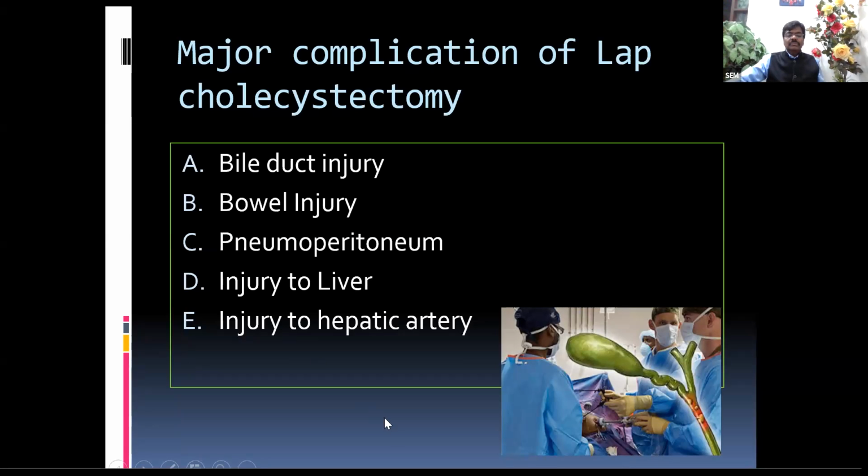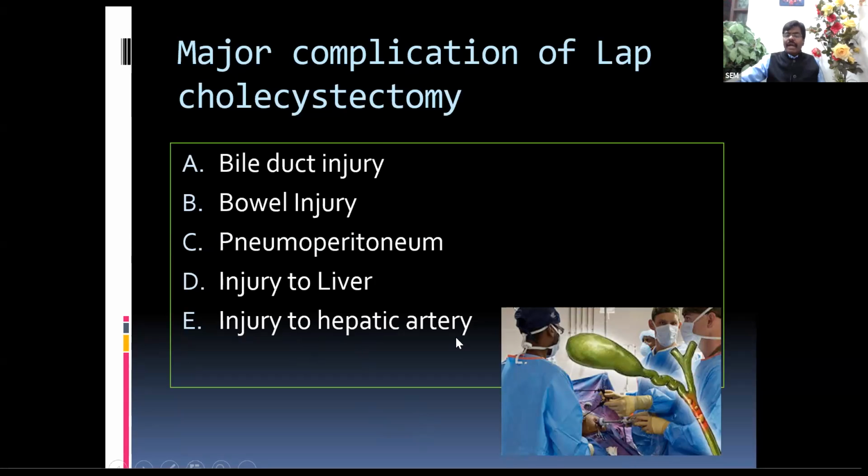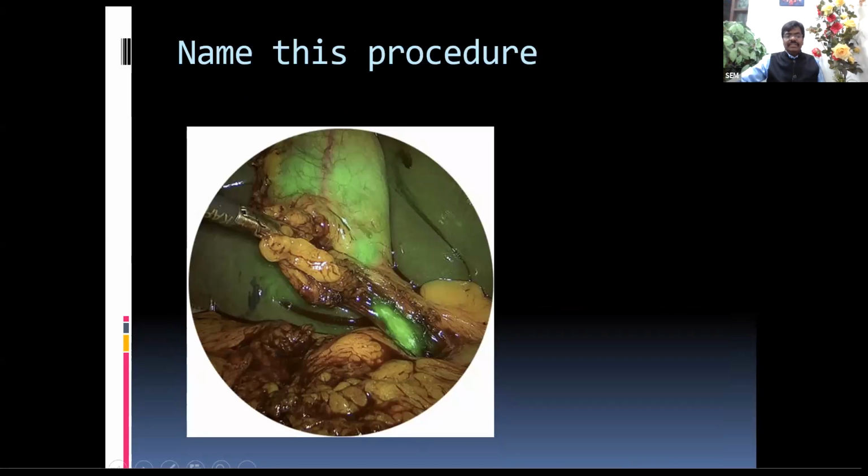Sir, bile duct injury, sir. Yes. See, because pneumoperitoneum can happen because anyhow we are creating pneumoperitoneum. Bowel injury, injury to liver, injury to hepatic artery happens very rarely. But what is important is bile duct injury. You never forget. This is again rare for you, but it is now a common investigation. What is this procedure called?